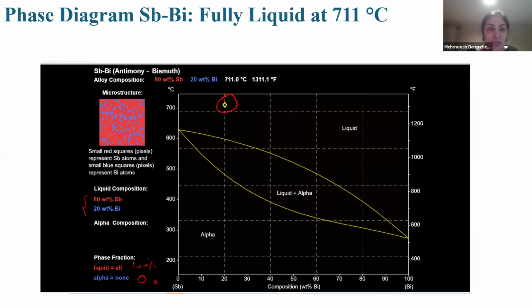Here we see the microstructures. The blue one is the bismuth, and the red one is antimony, or Sb. But both of them are in liquid phases, okay?